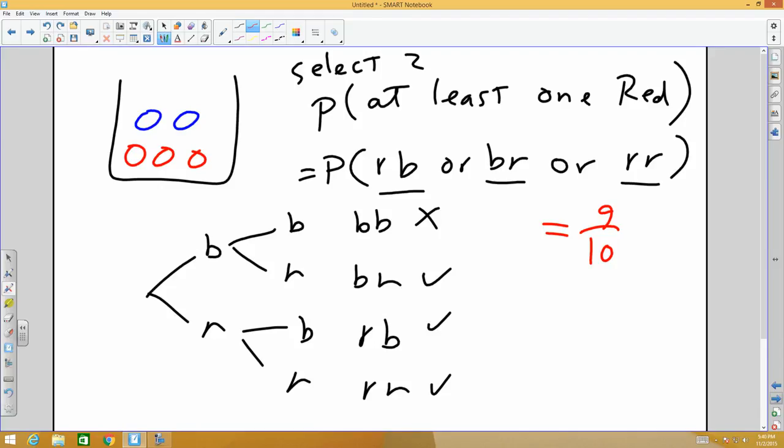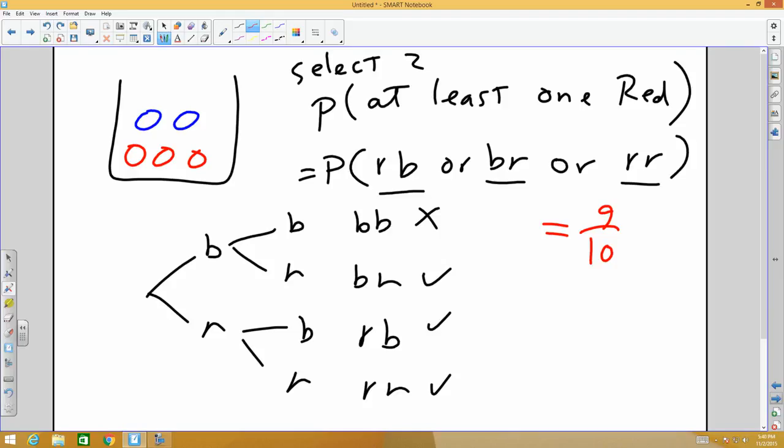Yes? The question said at most one red. It's going to be BB and RB and BR. Yes, exactly. If you say at most one red, which means maximum 1 or 0, which could be the first, the second and the third, that will be 7/10. If I say at most one red, it will be 7/10.